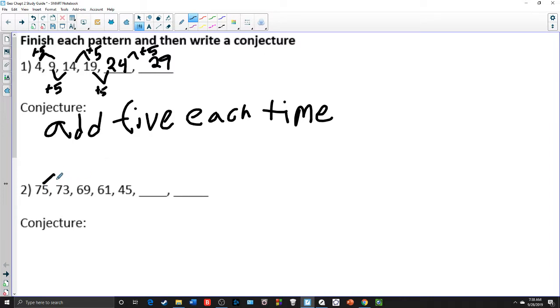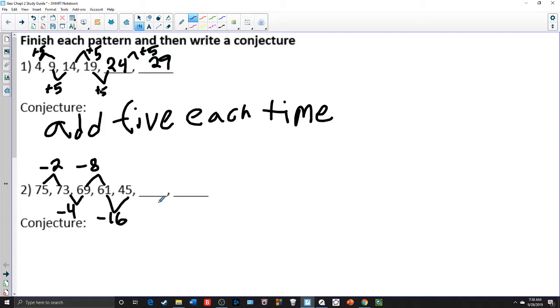We go 75 to 73, 73 to 69, 69 to 61, 61 to 45. Here we subtract 2, because again, check addition subtraction first. So we subtract 2, we'll see if that pattern holds. Here we subtract 4. 69 to 61, that'd be subtracting 8. 61 to 45, that's subtracting 16.